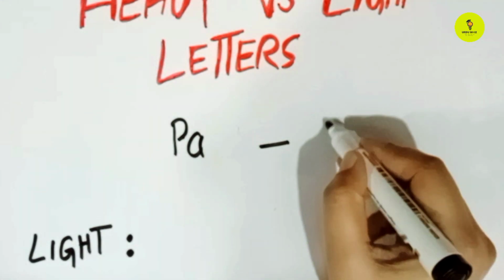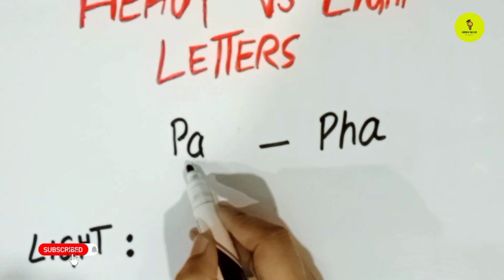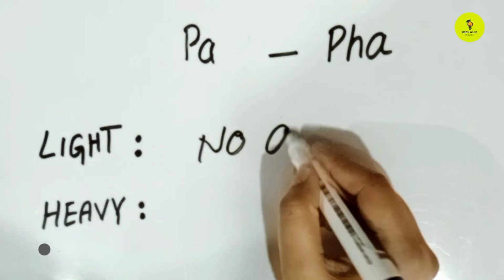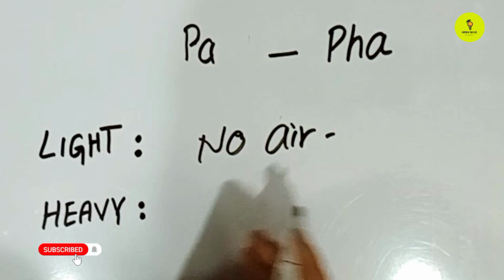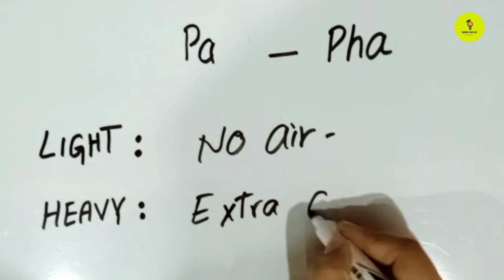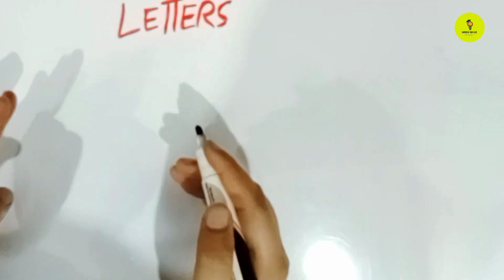Now say pa. Light sound means no air, but heavy sound means extra air. In Urdu, some letters come in pairs.